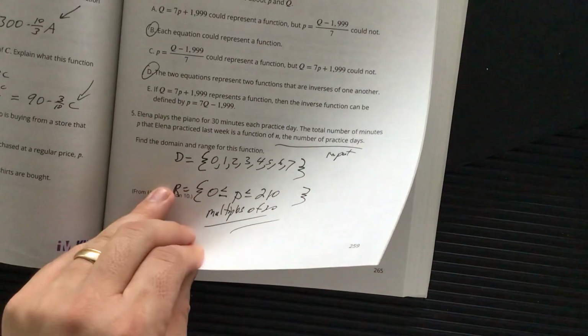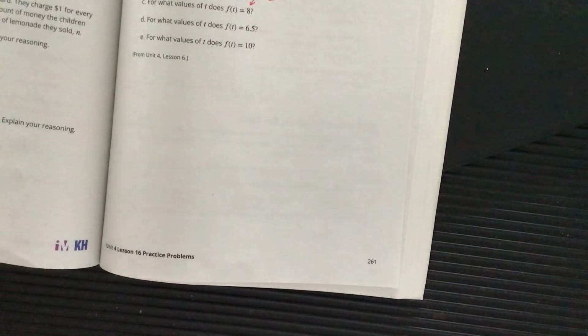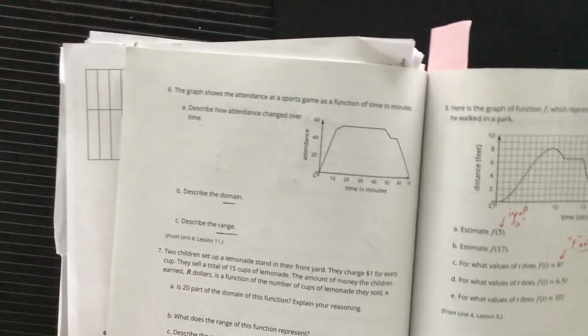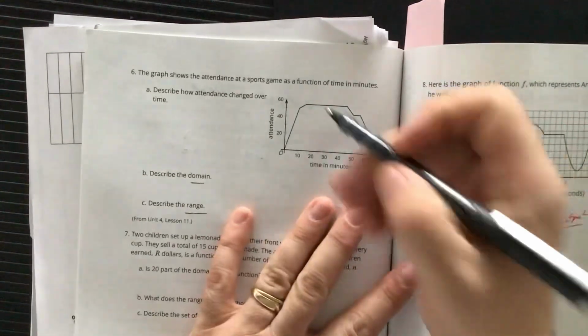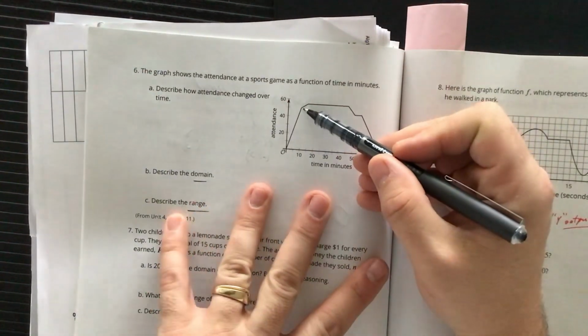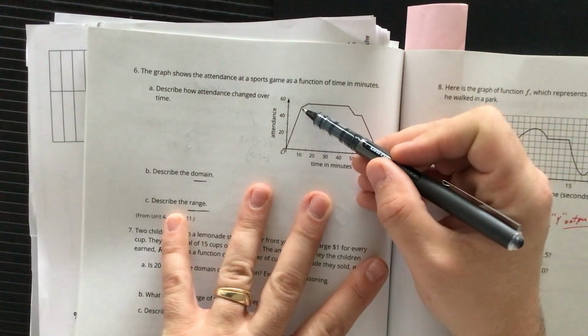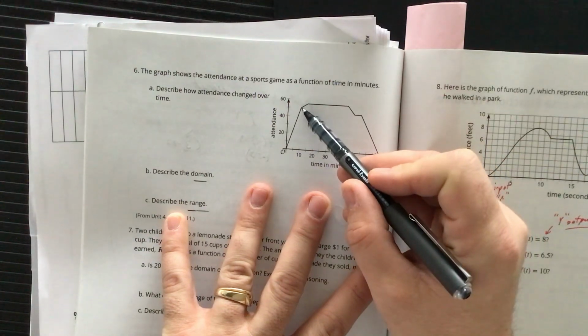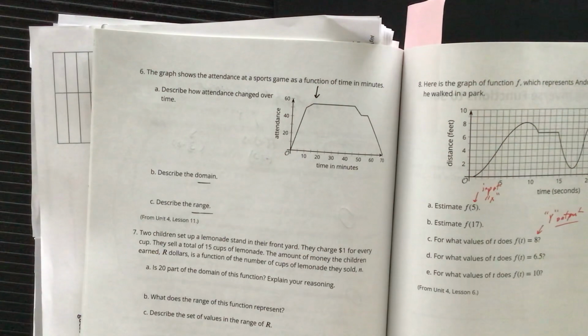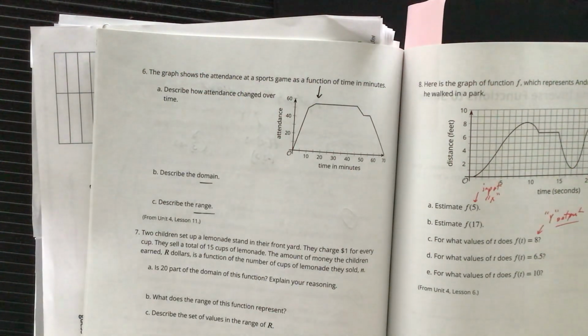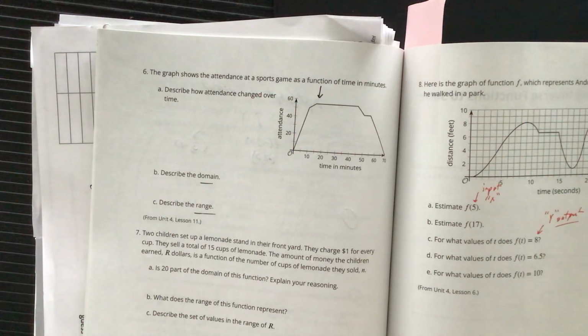Question 6. Describe how the attendance changed over time. Okay, I'm not going to have everybody read theirs out loud, but obviously the attendance increases here up until 10 minutes. Slows down a little bit, but I would say everybody that's attending that concert, or this sports game, is in 15 minutes into it. They got stuck in traffic, whatever.